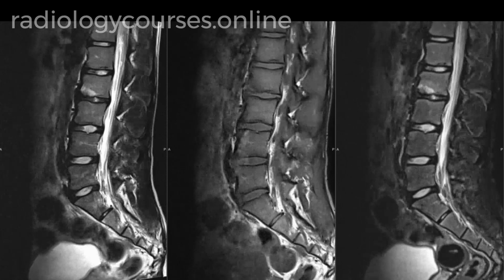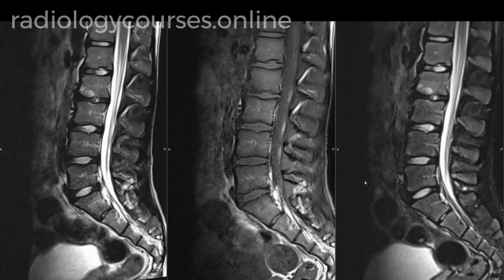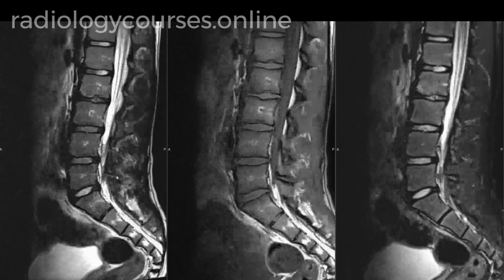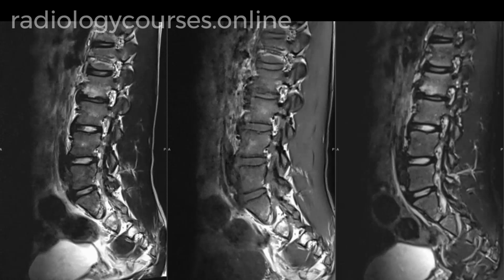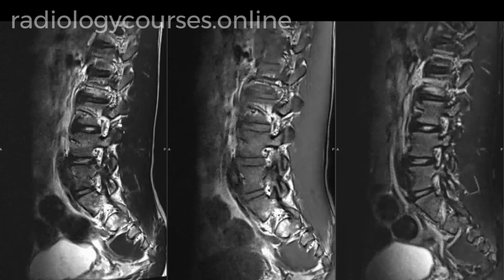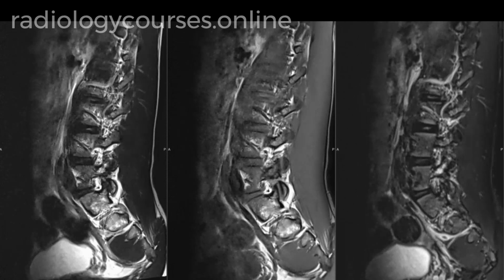In summary, here is a case of MRI lumbosacral spine in a young patient showing unilateral pars edema and correlates with right arm fast bowling.